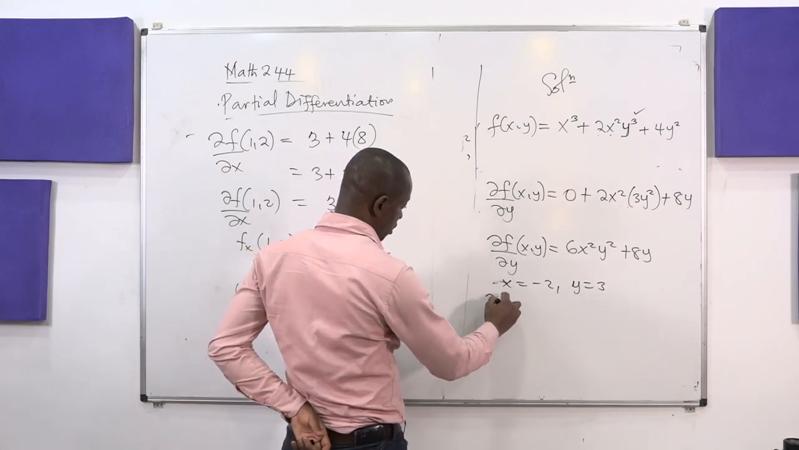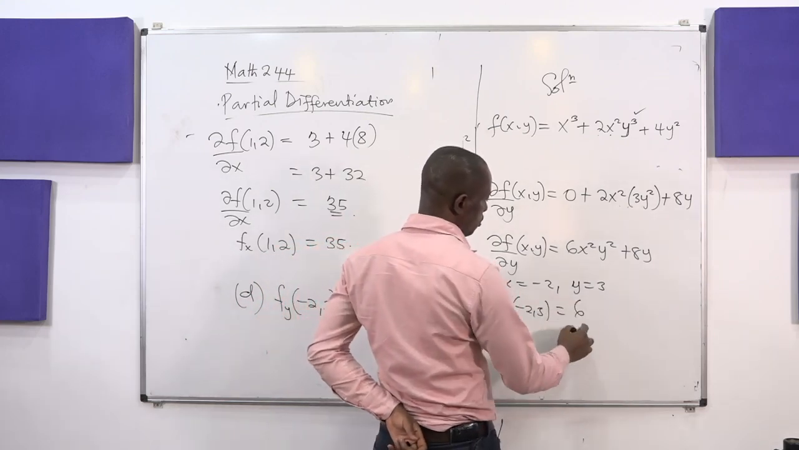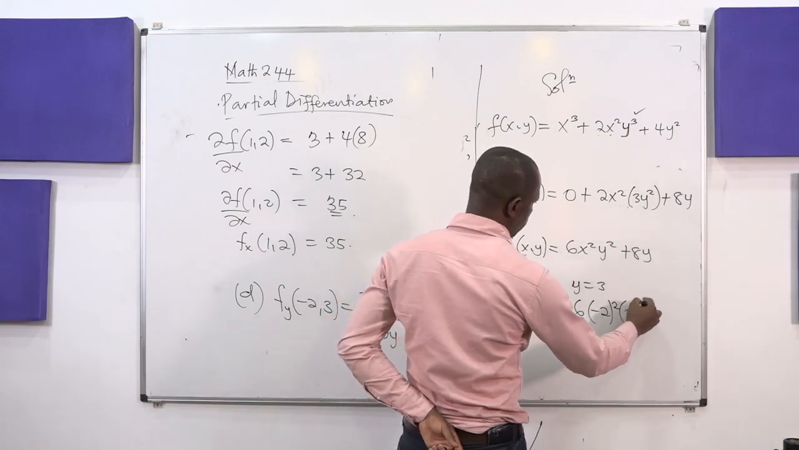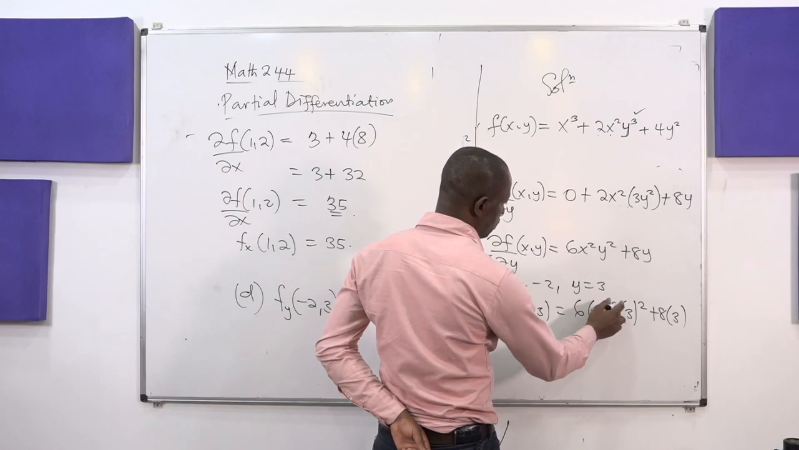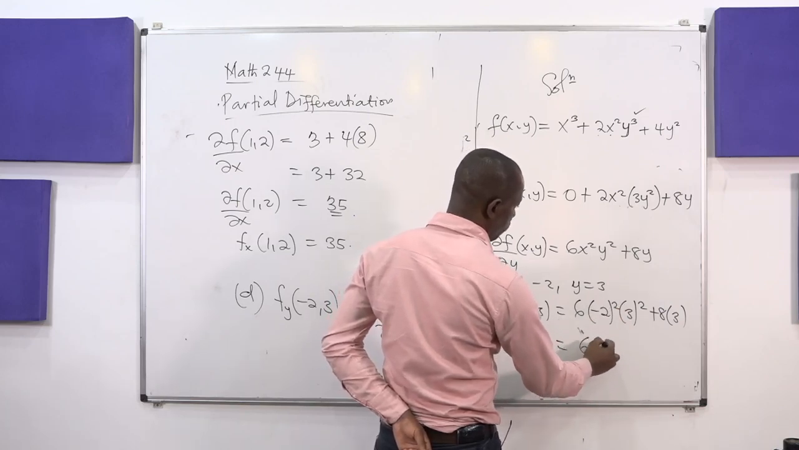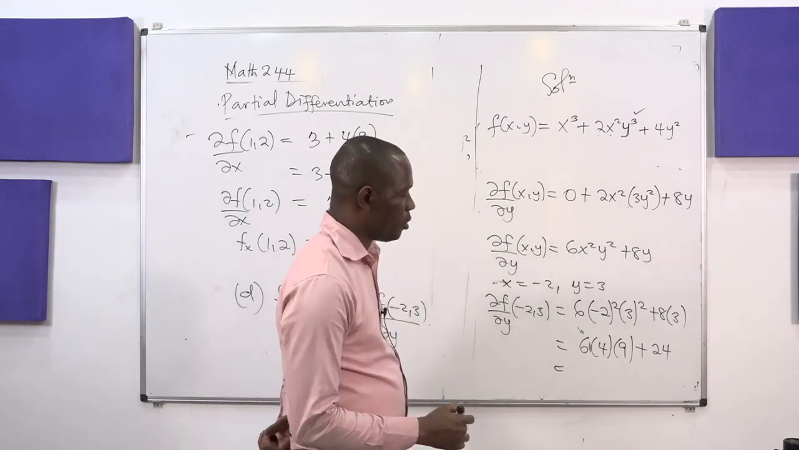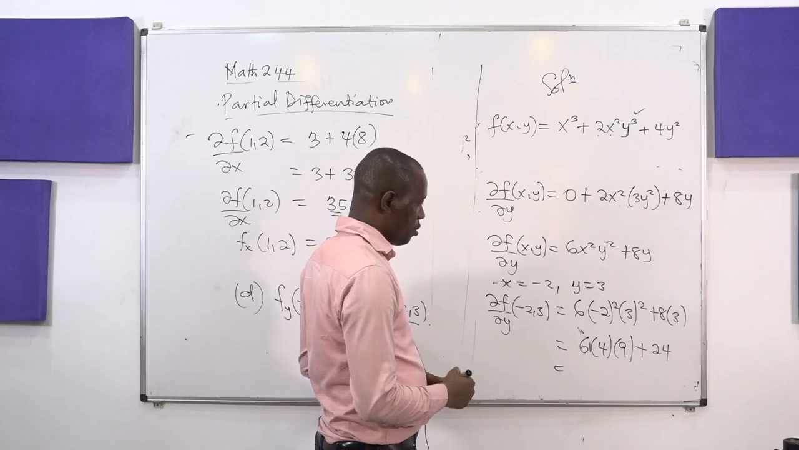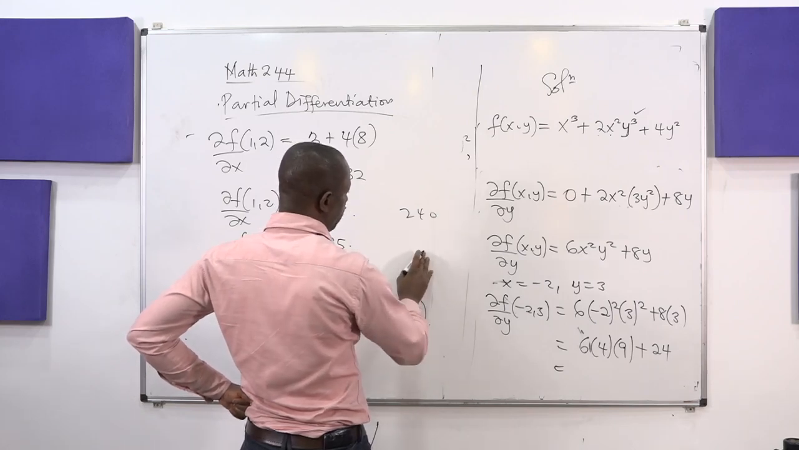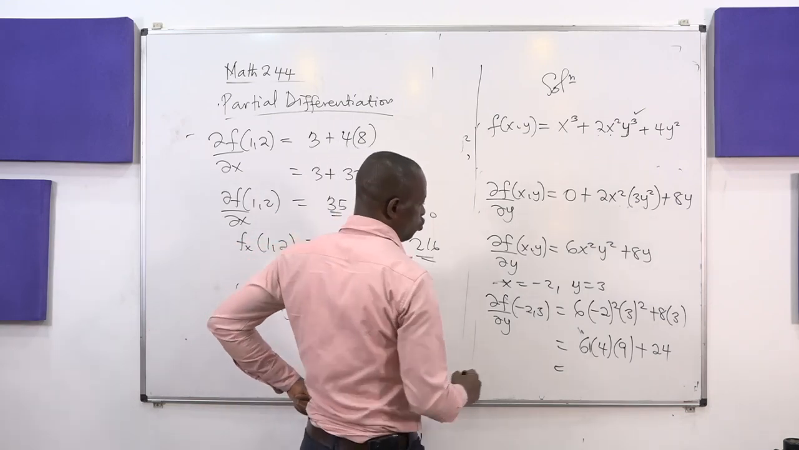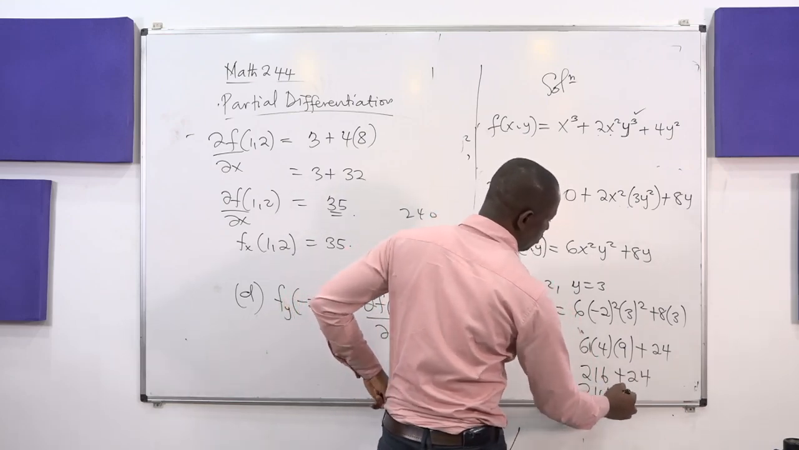So I'm at the point where x is -2, y is 3. So f_y(-2, 3) is 6 times (-2) squared times y squared plus 8y. This gives 6 times 4 times 9, plus 24. So 24 times 9 is 216. So 216 plus 24 gives 240. That's it.